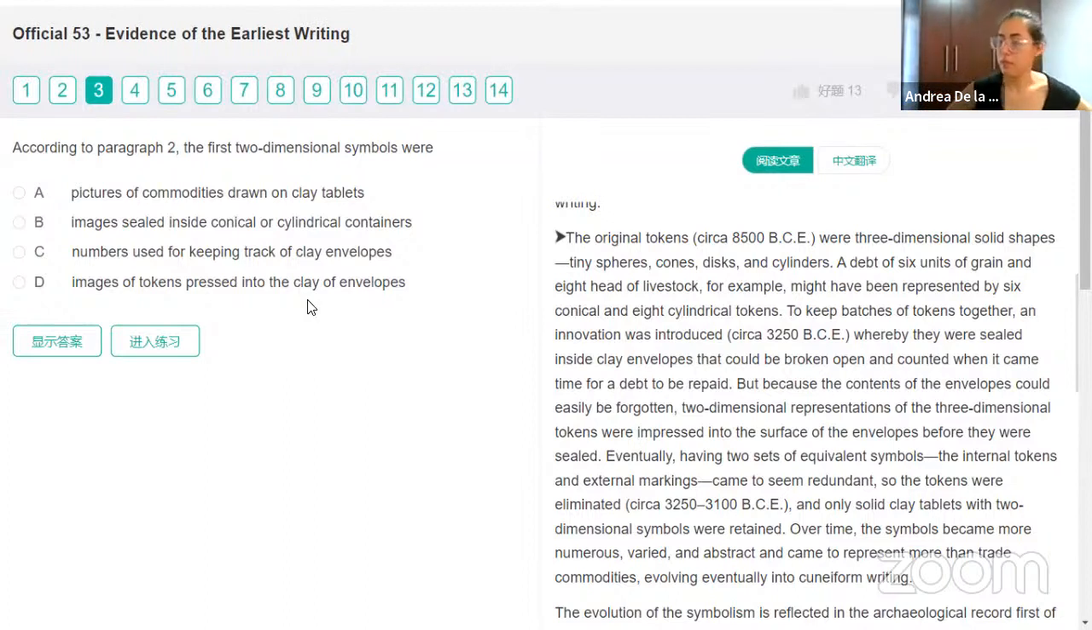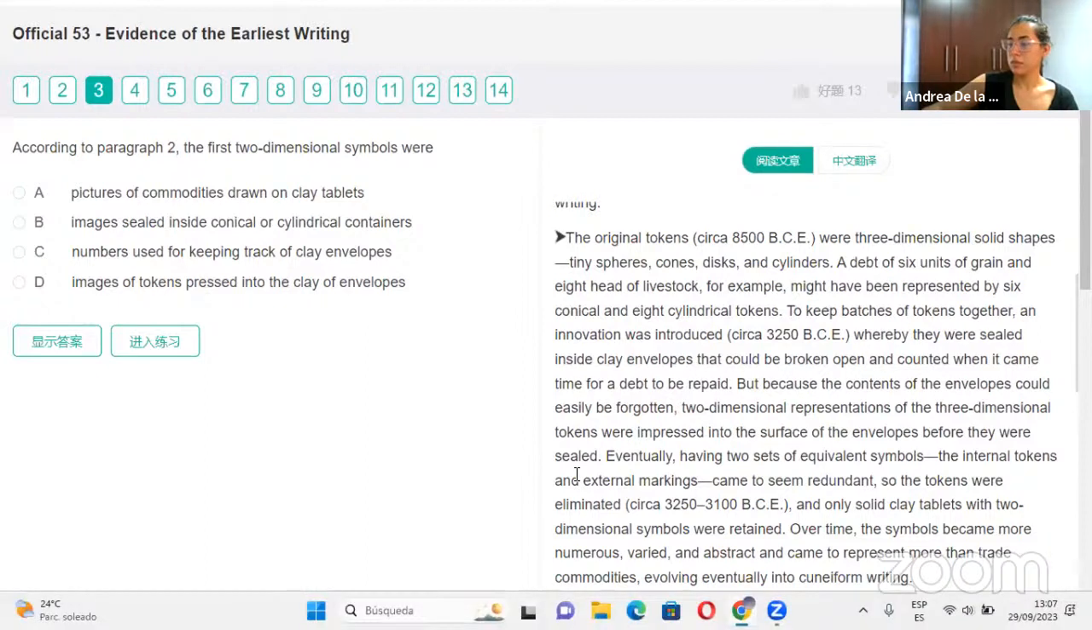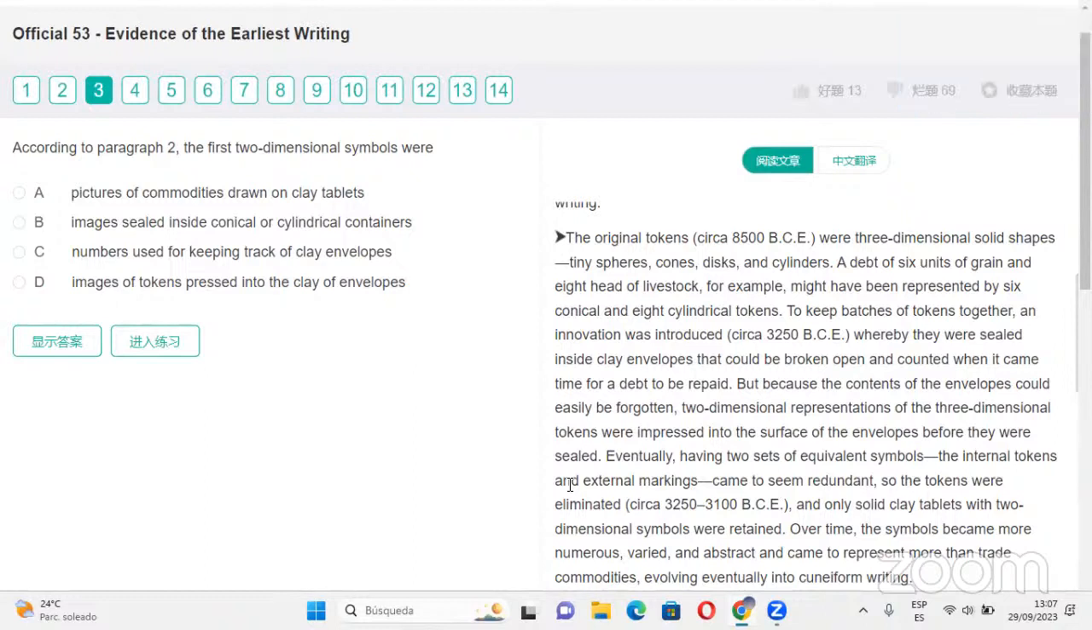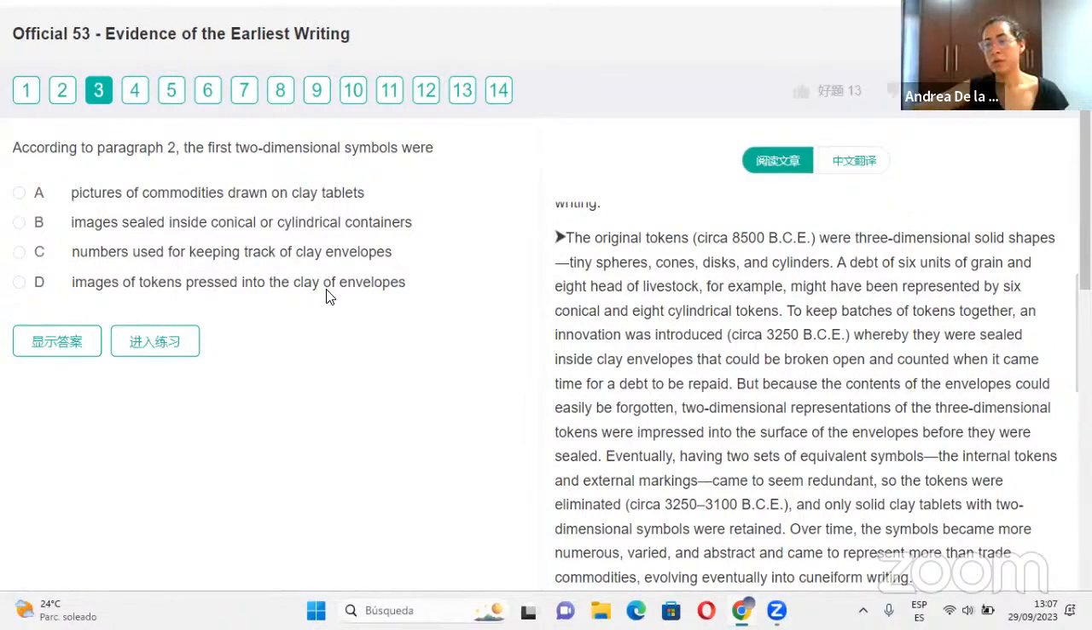What do you think? What would you say? I think C, but I'm not sure. Numbers used for keeping track of clay envelopes.